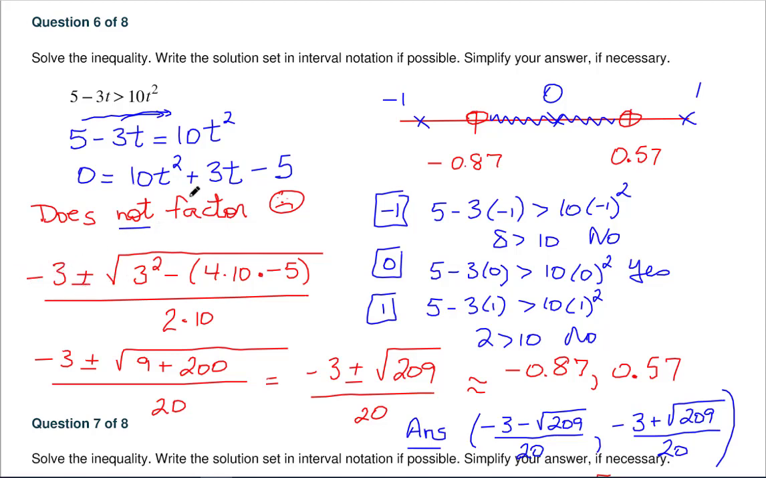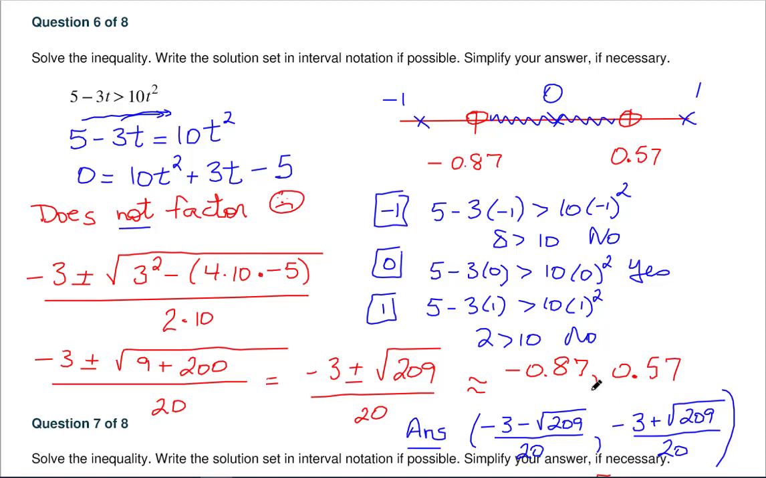So minus b is minus 3, plus or minus the square root of b squared minus 4 times a, which is 10, times c, which is a minus 5, over 2 times a, which was 10. And so 4 times 10 is 40. 40 times a minus 5 is 200. And so we get minus 3 plus or minus square root of 209 over 20. All right, now that's not a number. I know how big it is, so I made some rough estimates to get some decimal numbers.